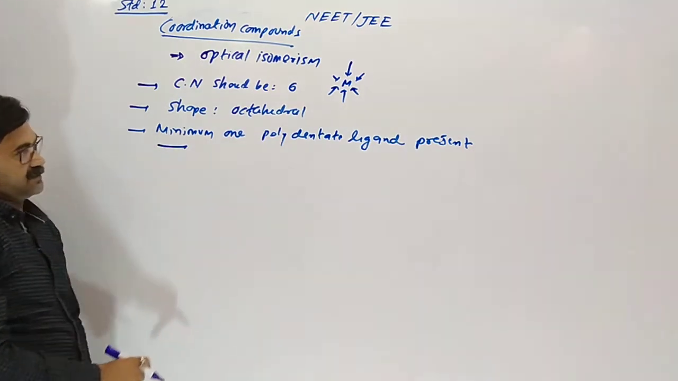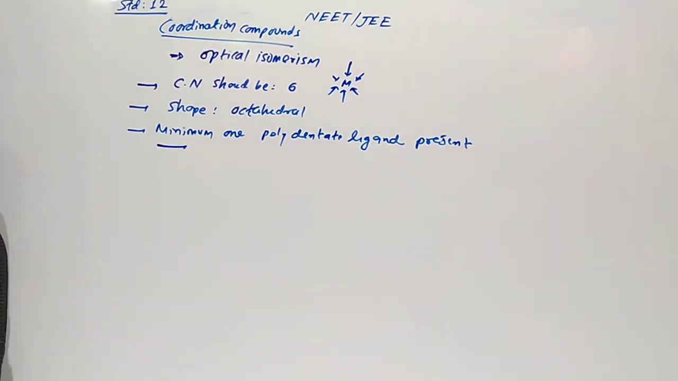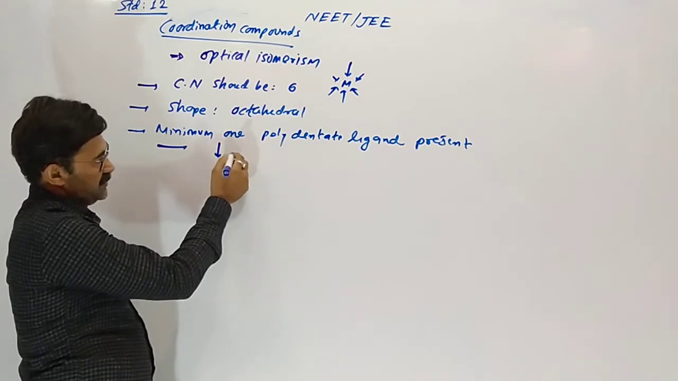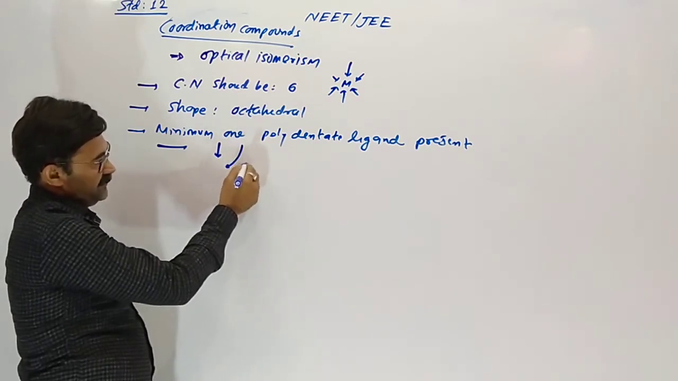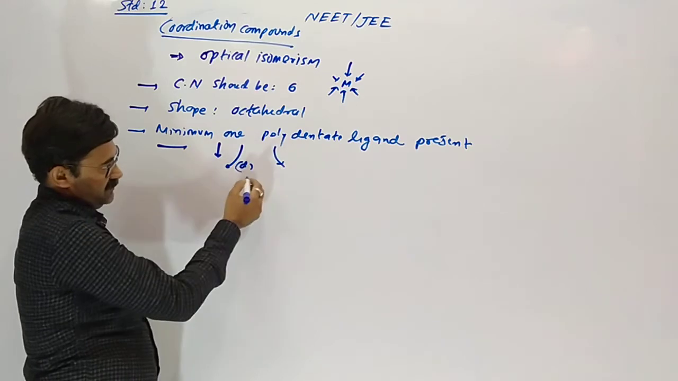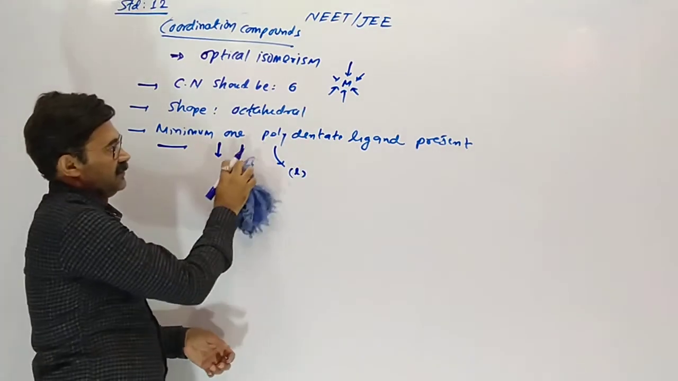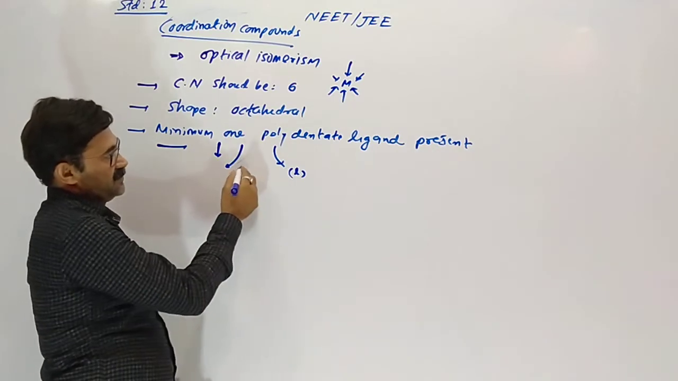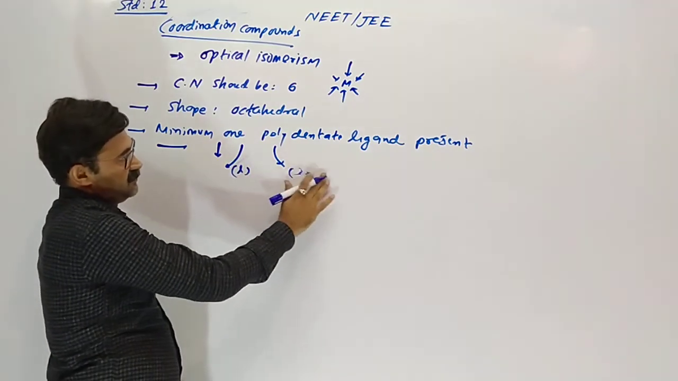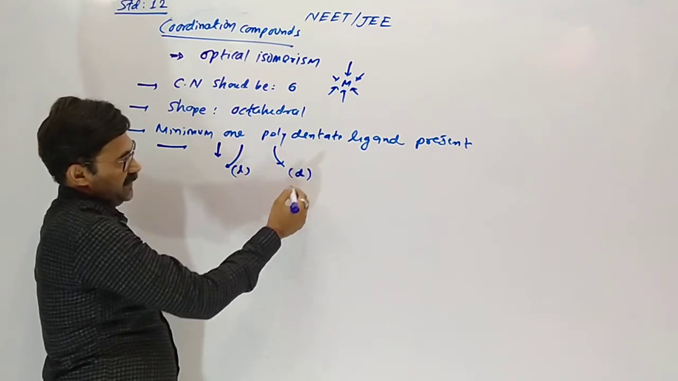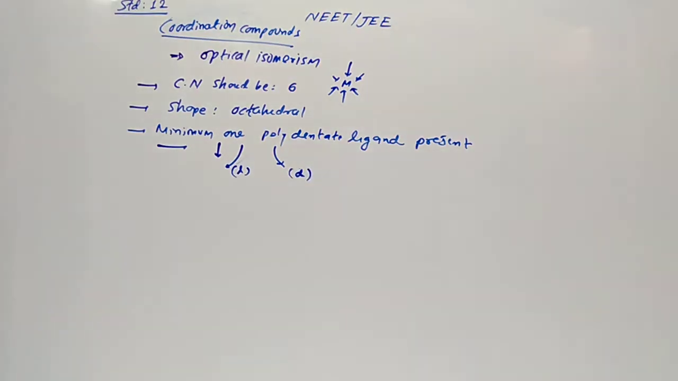In optical isomerism, the molecular formula and structural formula are both the same. But when we pass plane polarized light, it deviates to the right hand side or the left hand side. If plane polarized light deviates to the left hand side, it is levo. If plane polarized light deviates to the right hand side, it is dextro.